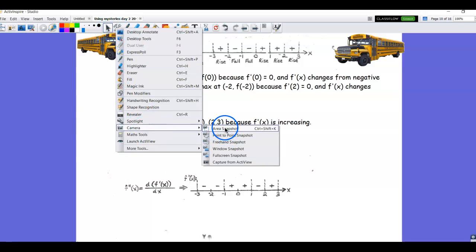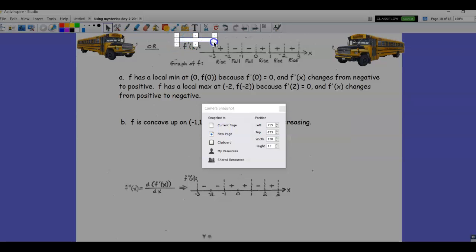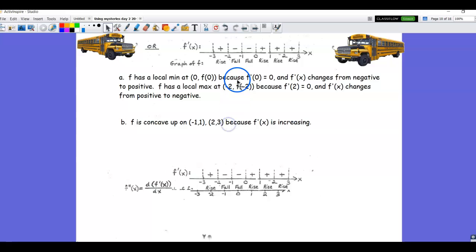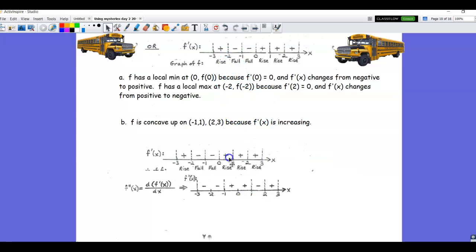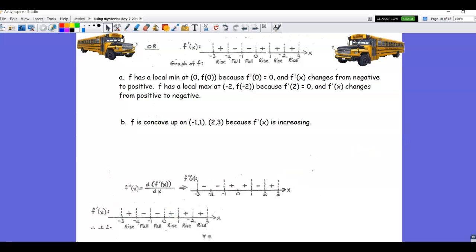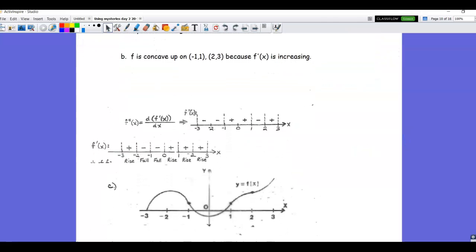Tools, camera, area. Now, I don't love these number lines that they have on here because they have more values than the critical numbers on the number line. It gets a little bit confusing. What they're really showing you is that they're checking multiple values. All right, so there's the first derivative number line, and then the second derivative number line. What you can do here to sketch that graph is do your arrows.